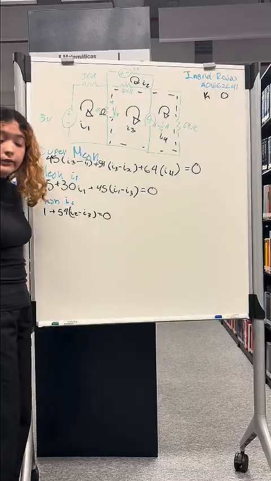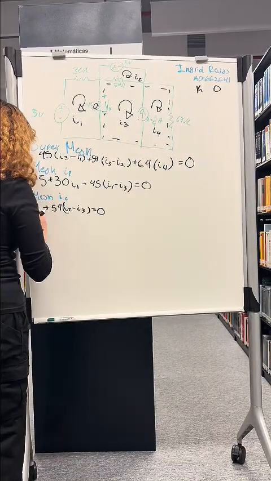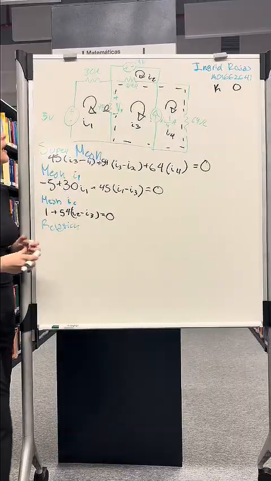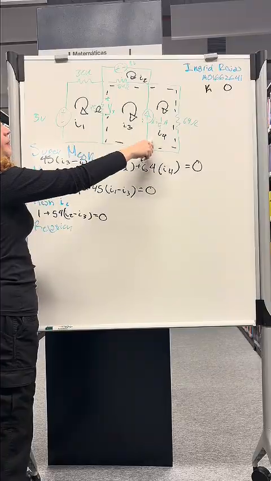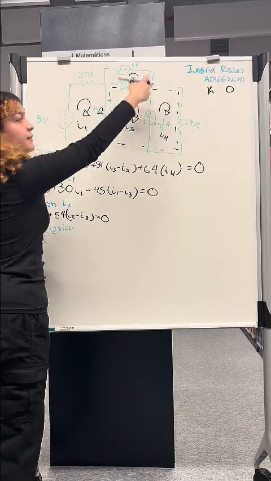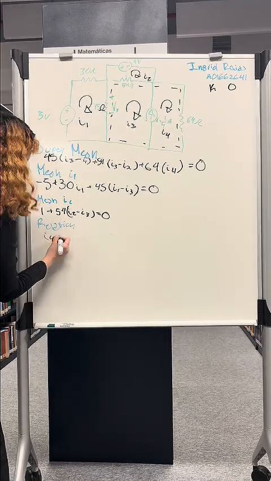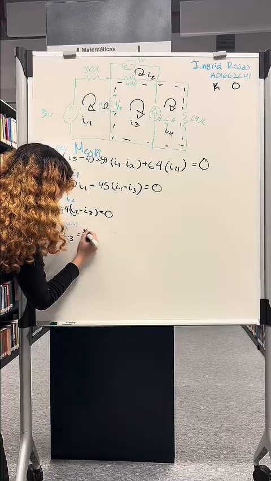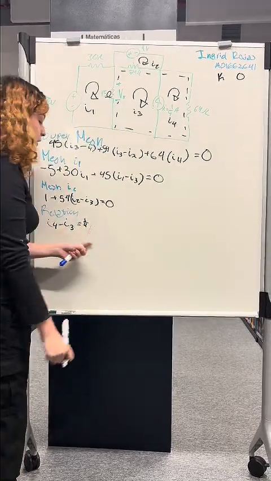Now, also we have a relation. Why? Because it's a super mesh. So we can state that this is equal to decompose these two currents. So it will be like it's just because of the flow, okay? That will be current 4 minus current 3, and this equals 3 ampere.